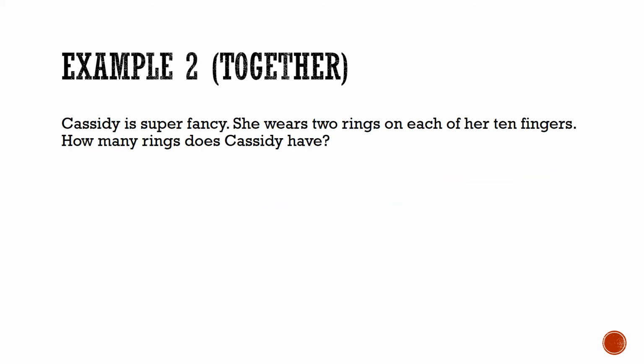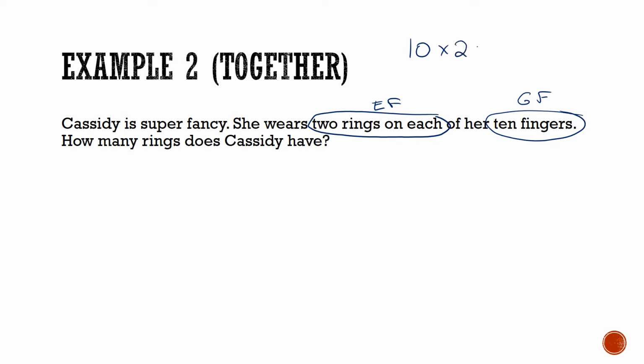Let's do one more example together. Cassidy is super fancy. She wears 2 rings on each of her 10 fingers. How many rings does Cassidy have? Well, 2 rings on each sounds an awful lot like the each factor, which means 10 fingers is your grouping factor. Each finger is like a group of rings. So 10 groups times 2 in each group. It's a simple problem, but I still want to practice drawing an array that matches it.